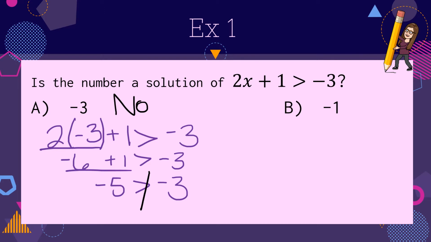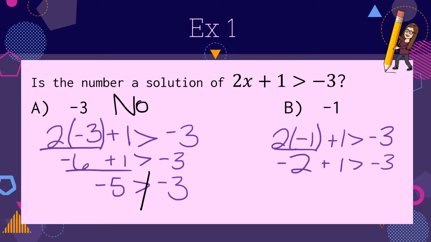Let's try again, this time with -1. Instead of x, let's put -1. And let's simplify. 2 times -1 is -2. -2 plus 1 is -1. Is -1 greater than -3? Yeah, I always think temperature when I think negatives. It helps me give some context to it. And yeah, -1 is warmer than -3. So yes, -1 is a solution to the inequality.